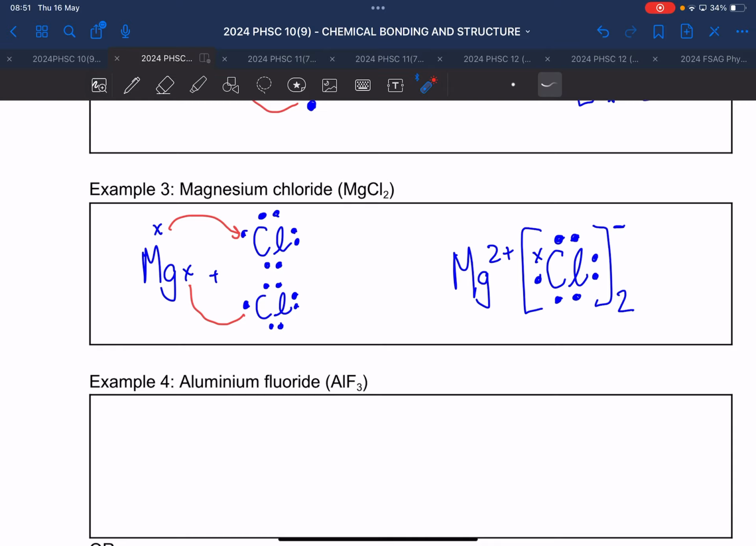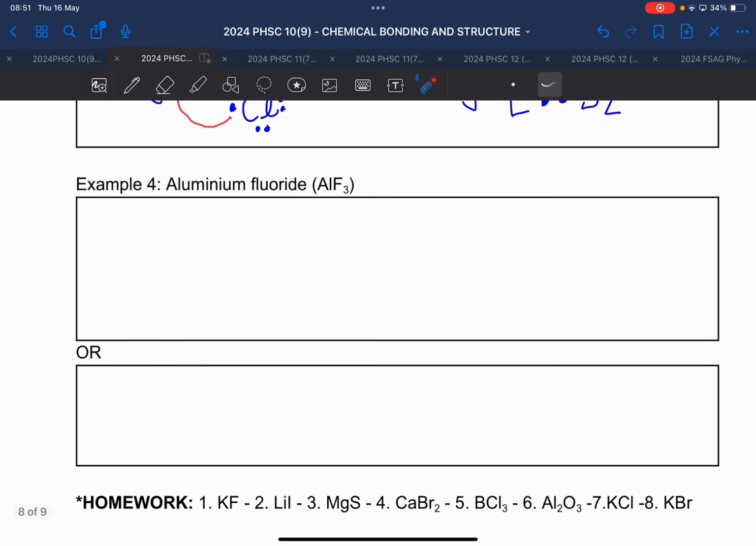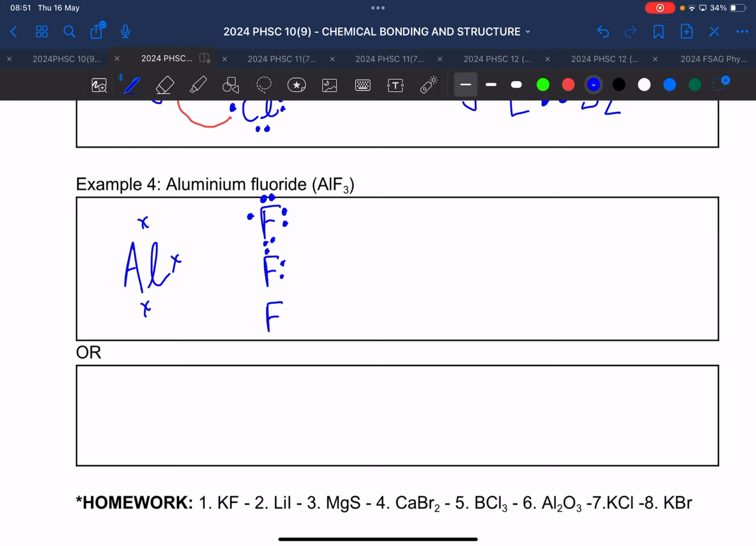Okay, next we have aluminium fluoride. There are 2 ways we can draw this. So we have aluminium and our 3 fluoride atoms. Aluminium has 3, thank you. 1, 2, 3. And fluoride has 7. So 1, 2, 3, 4, 5, 6, 7. 1, 2, 3. Oh, I'm drawing this wrong. 1, 2, 3, 4, 5, 6, 7. So each fluorine is going to gain 1 electron from the same aluminium atom.